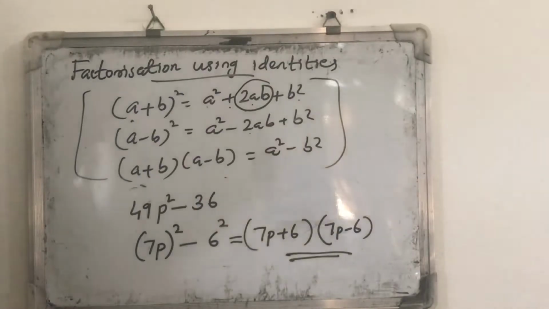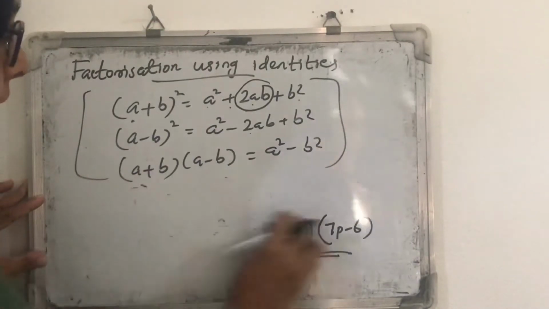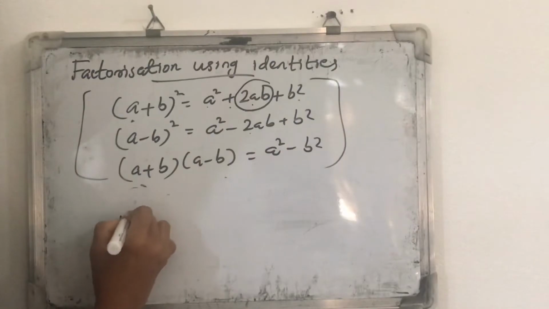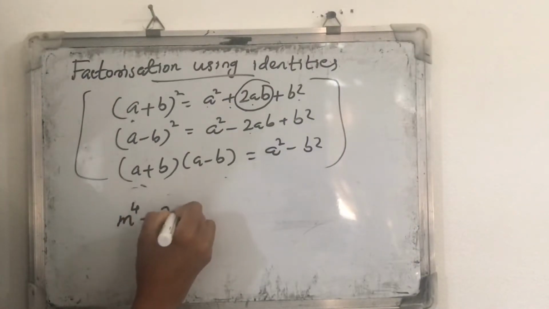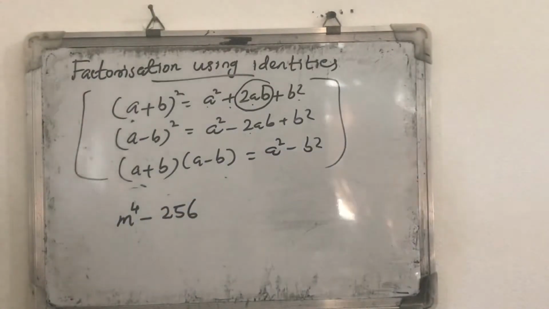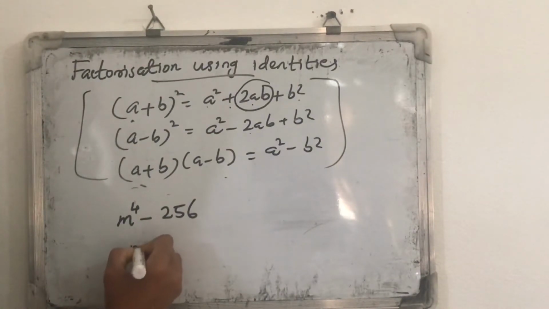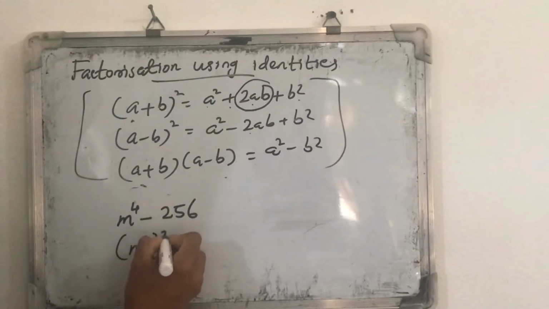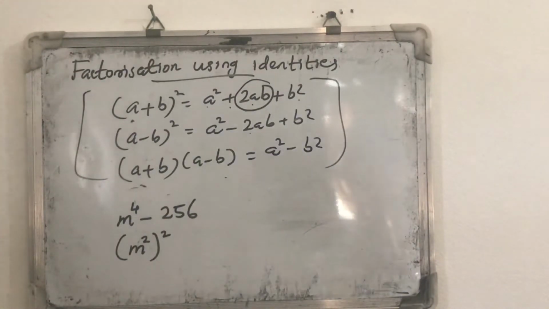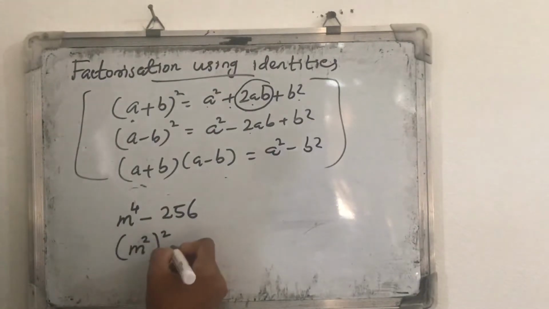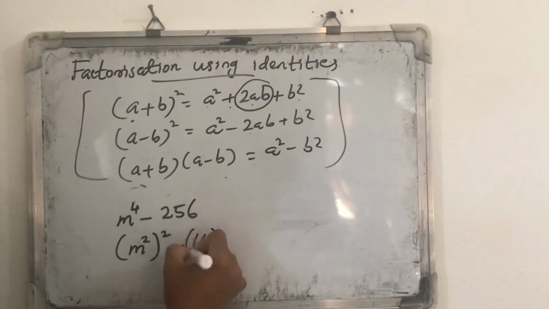Now another question, you look: factorize m raised to 4 minus 256. This also has only two terms, and then we check, are they perfect squares? We know m raised to 4 is the square of which number? m square. So we can write it as (m square) whole square. And 256 is the square of which? 256 is the square of 16. So we can write it as 16 square.